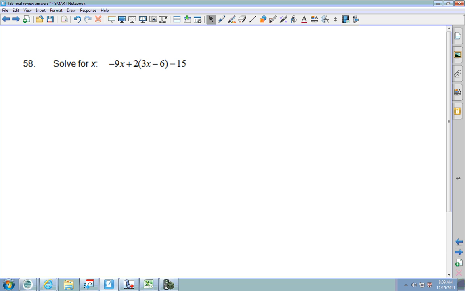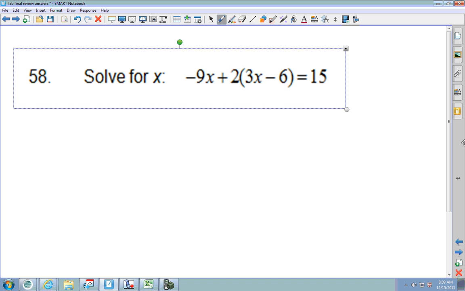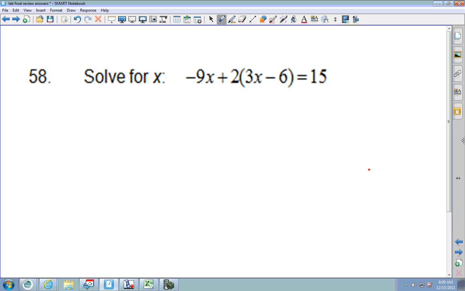Here's the next one. It says solve for x. Okay, I'm going to draw my line. What's the first thing I need to do? The distributive property. So I'm going to bring down the negative 9x. So I've got negative 9x. 2 times 3 is 6x plus 6x. 2 times negative 6 is negative 12 equals 15.